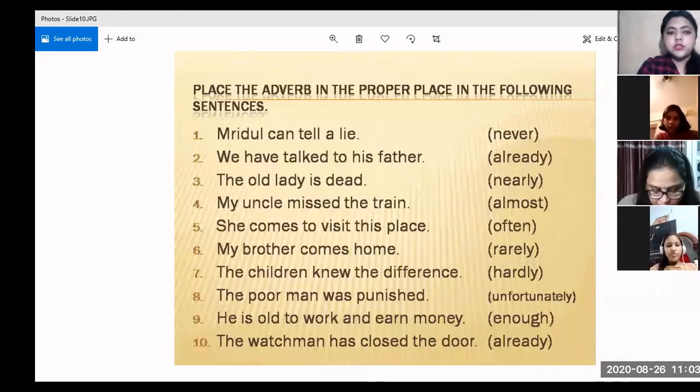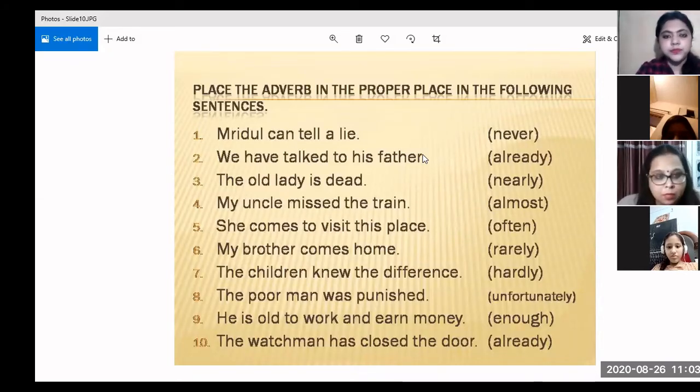So here the question is, you have to place the adverb in the proper place in the following sentences. Here you can see the sentence, and here you can find the adverb. You have to place it in the proper place, and also tell me the whole sentence after placing it. The first sentence is, Mridul can tell a lie, and you have to insert "never." Yes, Kushi, give the answer. Mridul can never tell a lie. Very good.